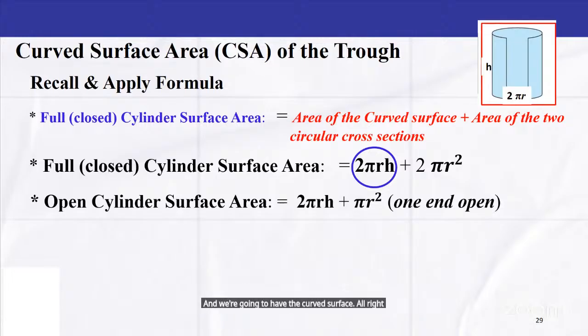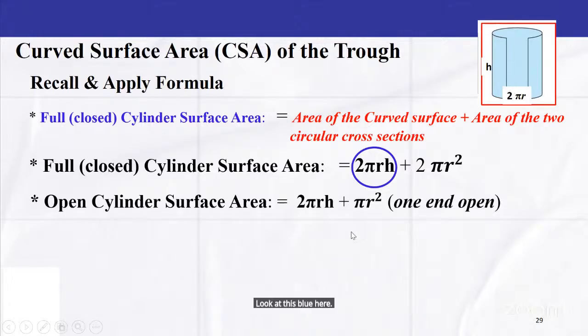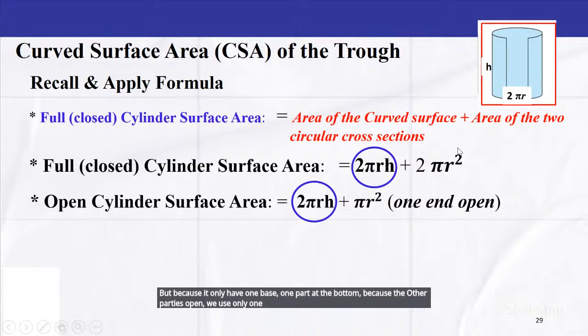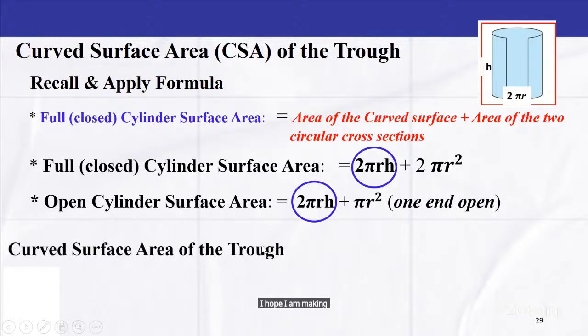All right, so we're going to use a formula for finding the curved surface. Look at this blue here. For the curved surface, it is 2 pi RH. But because it only has one base, one part at the bottom, because the other part is open, we use only one of the pi r squared. Up here, where we have the 2 pi r squared, this is for top and bottom. We don't need top and bottom because the cows must drink the water. So one section will be open, the top, but the bottom will be closed. I hope I am making sense. I hope you are understanding.